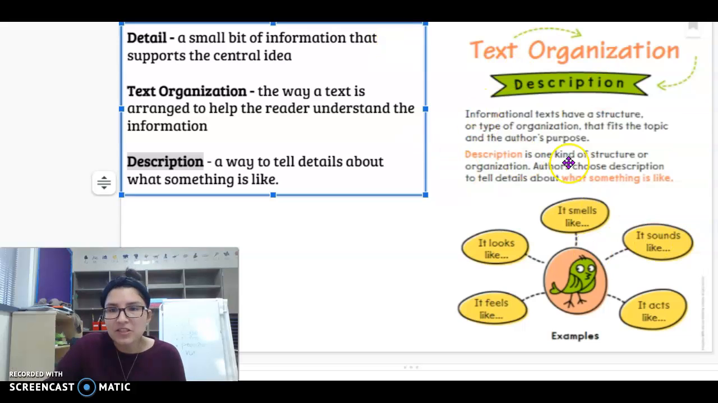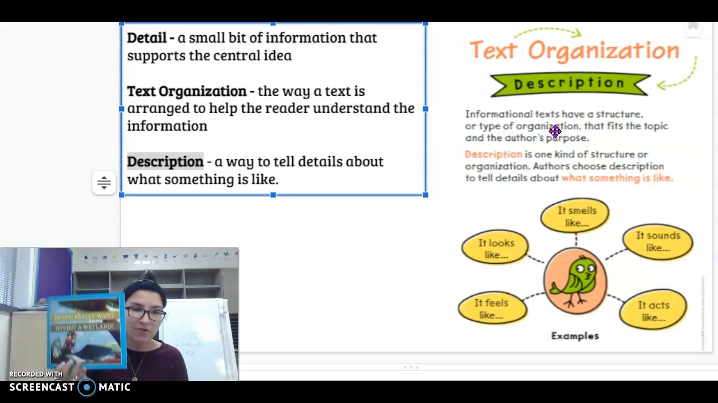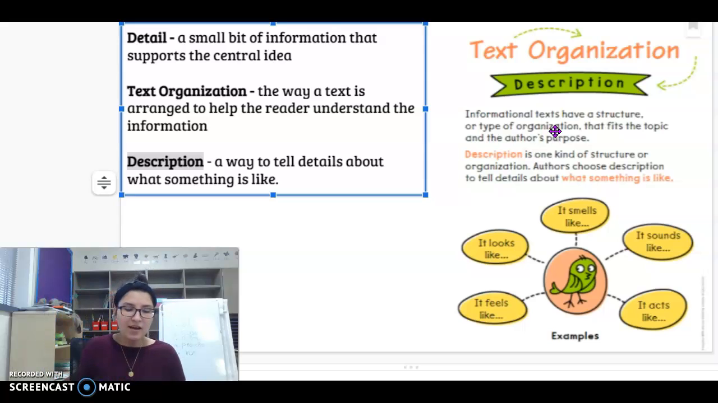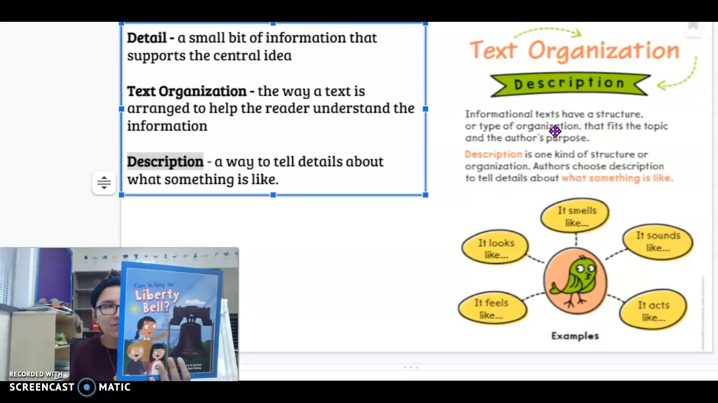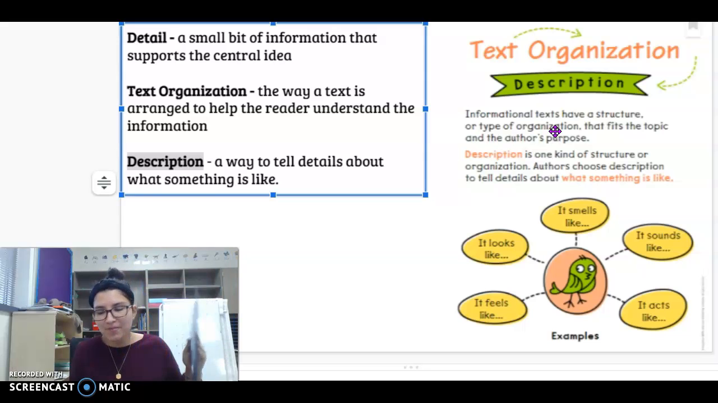So right here, I'm going to read this to you, and then we'll talk about it a little bit more. Informational text. What is an informational text? It's a story that gives you information about a real thing. You usually have a topic. Yesterday's story, Can We Ring the Liberty Bell? The topic was the Liberty Bell. You learned real information about the Liberty Bell.